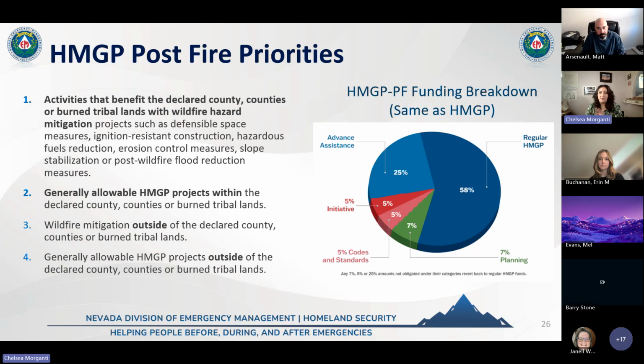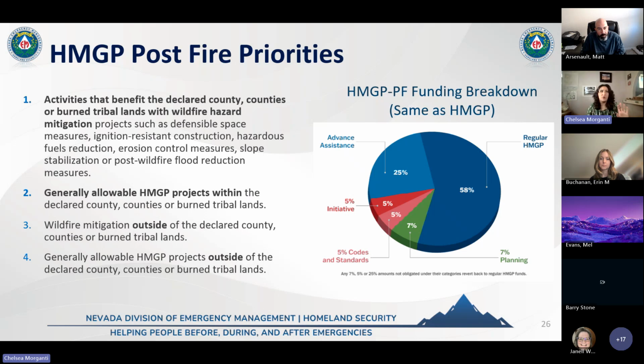The number one priority for federal requirements is that activities should benefit the declared counties or burned tribal lands with wildfire mitigation. We want to help the burned areas not be burned again. Then we want to help the impacted areas with any projects that they've identified in their areas. The third priority is all wildfire mitigation opportunities across the state or any other mitigation projects across the state.